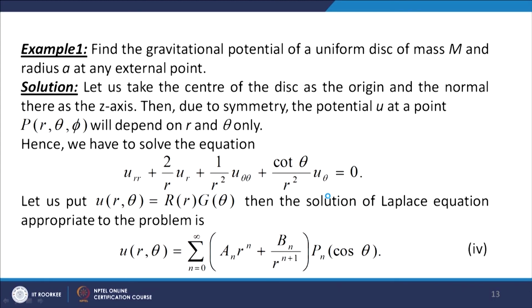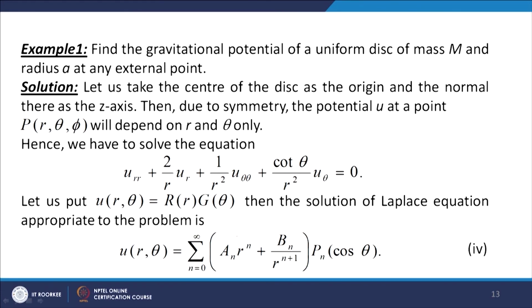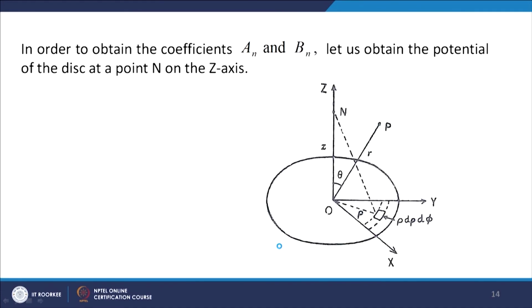Hence we have to solve the equation u_rr plus 2 over r u_r plus 1 over r square u_theta theta plus cot theta over r square u_theta equal to 0. Again, let us put u(r, theta) equal to R(r) into G(theta). Then the solution of the Laplace equation appropriate to the problem is given by u(r, theta) equal to sigma n equal to 0 to infinity (A n r to the power n plus B n upon r to the power n plus 1) P n cos theta. Now, in order to obtain the values of A n and B n, let us obtain the potential of the disk at a point on the z axis.